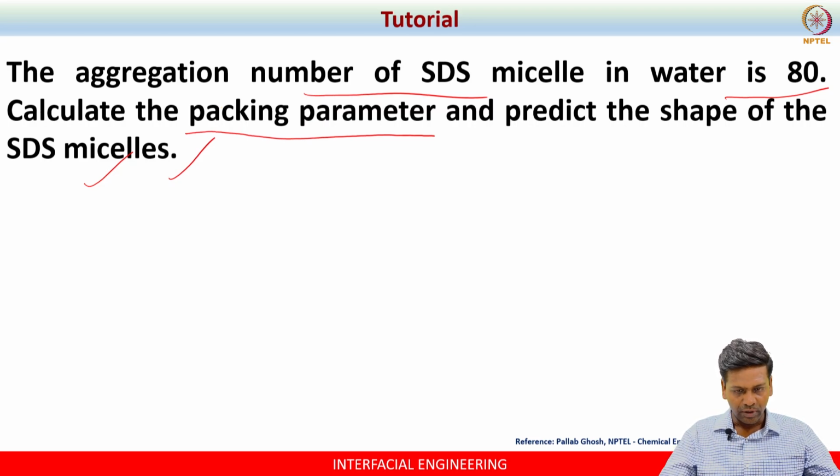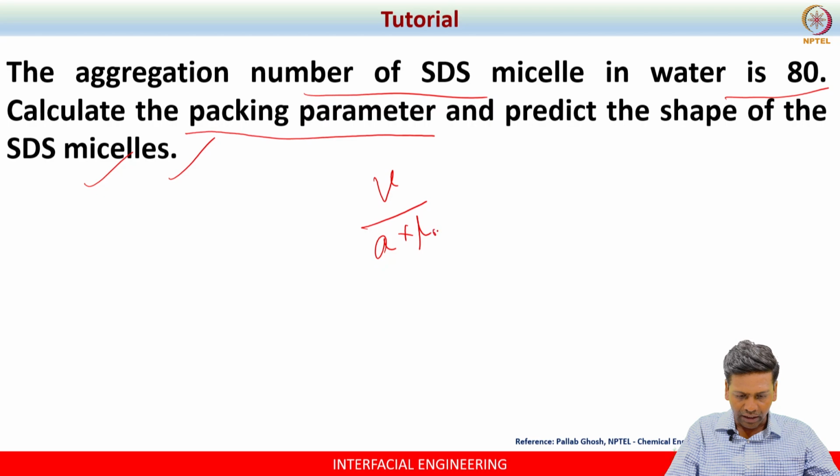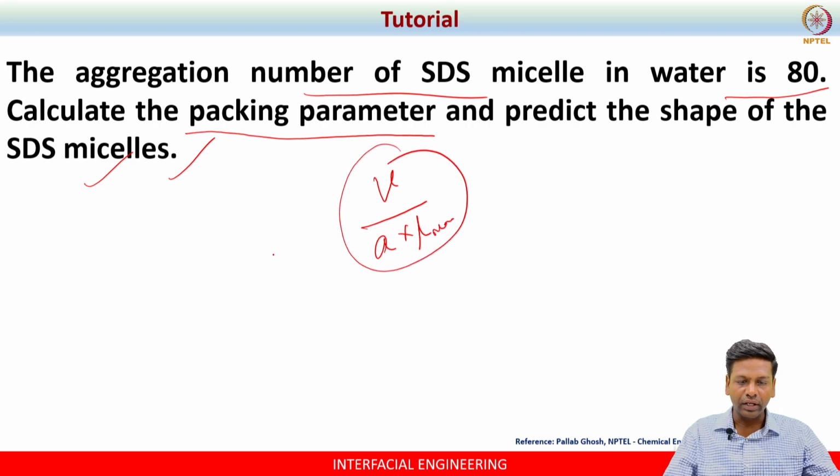So maybe what we have to do is calculate what is the V by A into L max, right? So this is something one has to calculate. Once we know this value, you can comment on the shape of the micelles, right? So that is the idea.